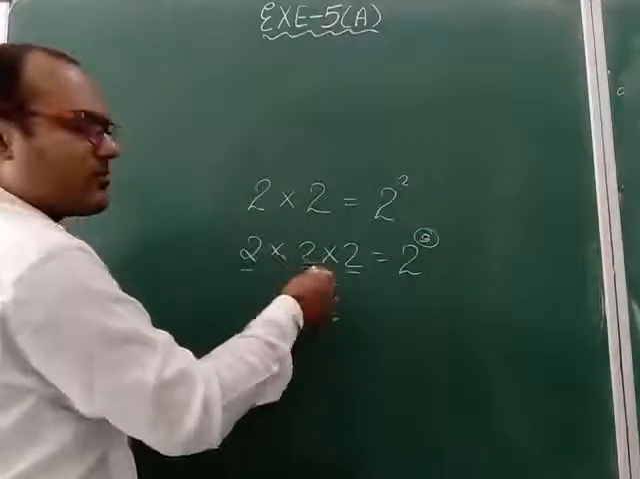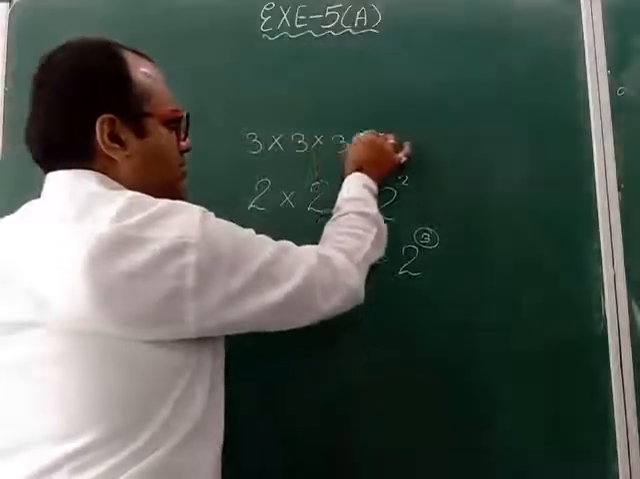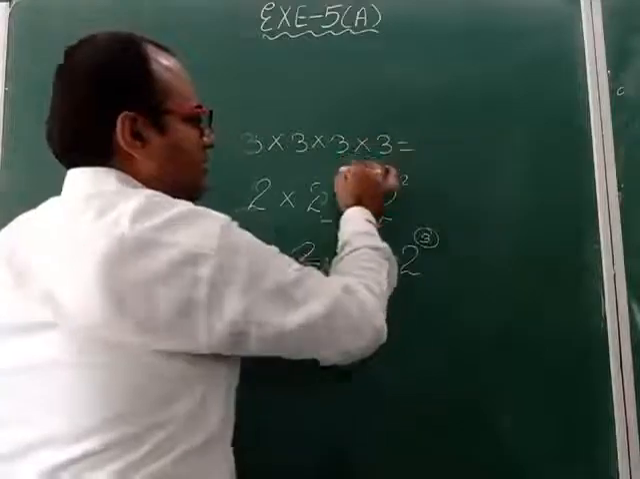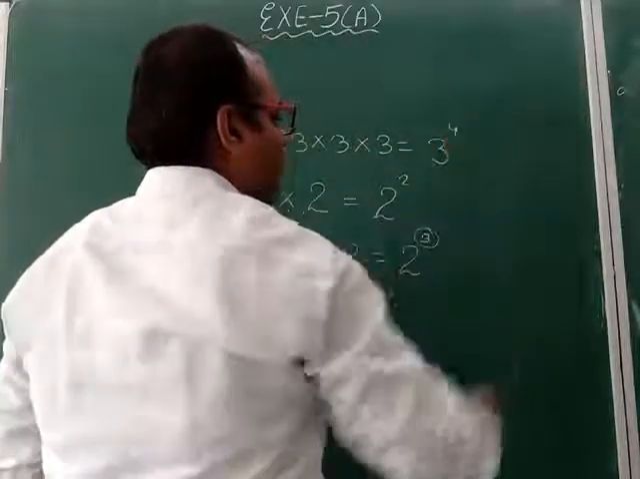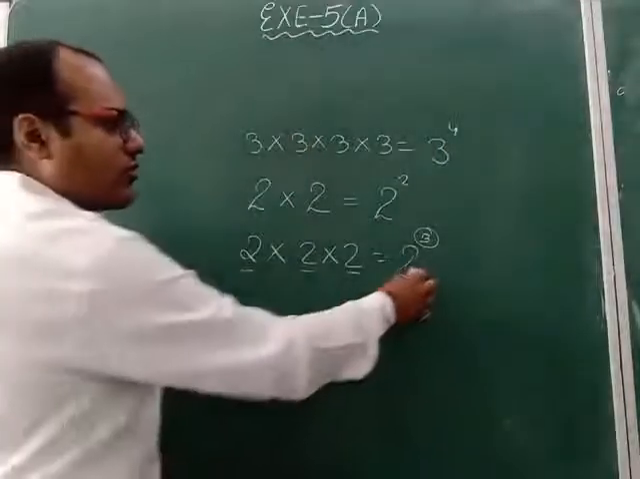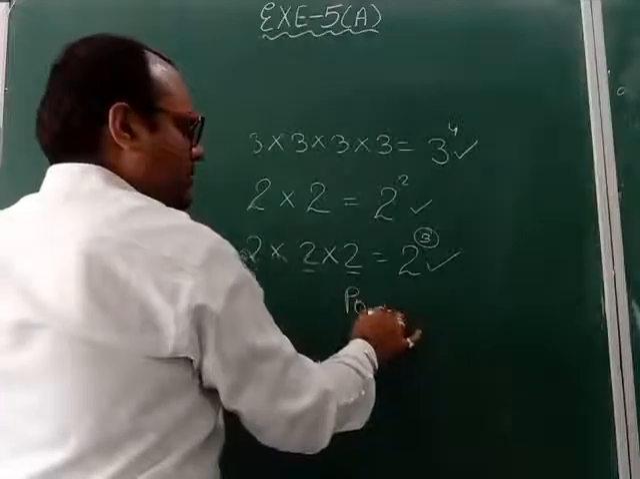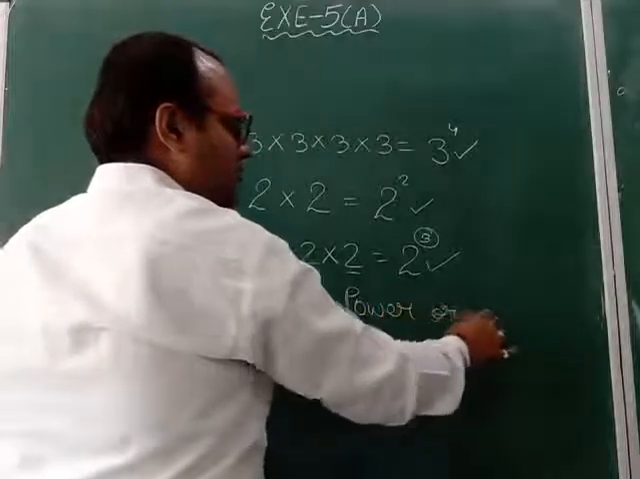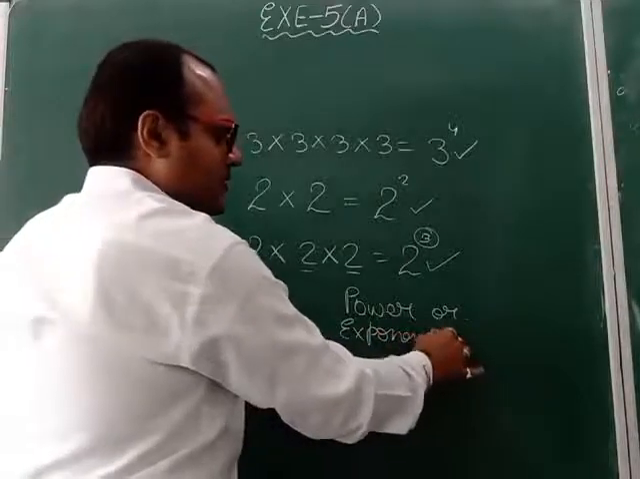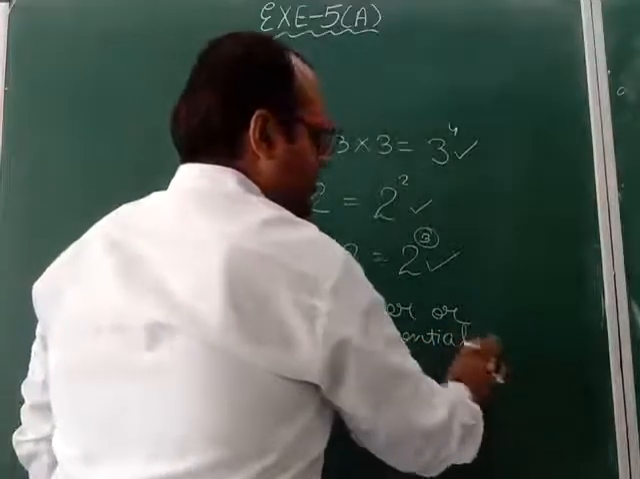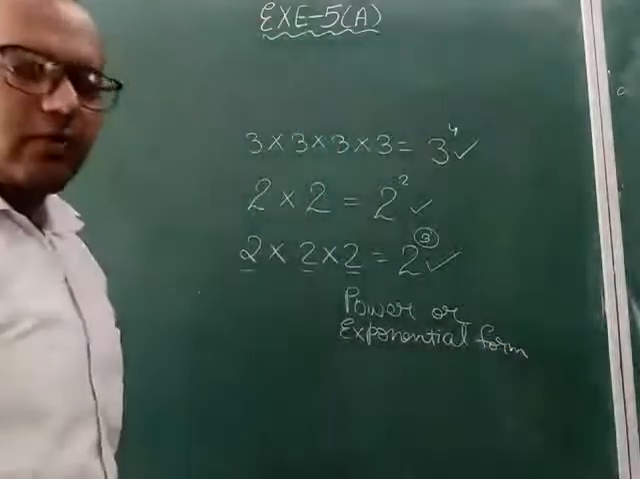Or we can take another number, let's say 3. 3 multiply 3 multiply 3 multiply 3. How many times have I written this 3? 4 times. So 3 raised to the power 4. Such a way of representation is known as power or exponential form.